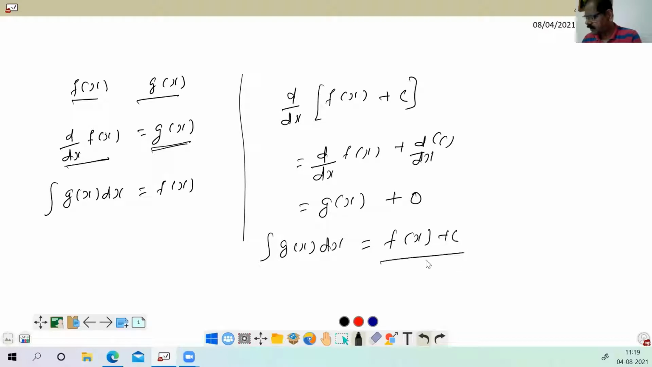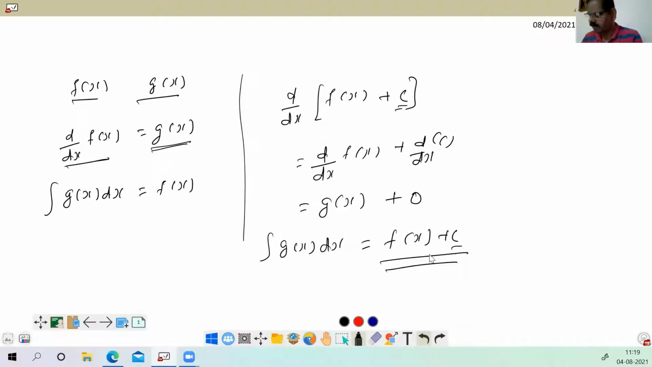So whenever we are evaluating an indefinite integral like this, we are always putting a constant c, called the constant of integration, either c or k. For the sake of removing doubt whether there was a c or not, we are always writing a c along with the answer of the integration.